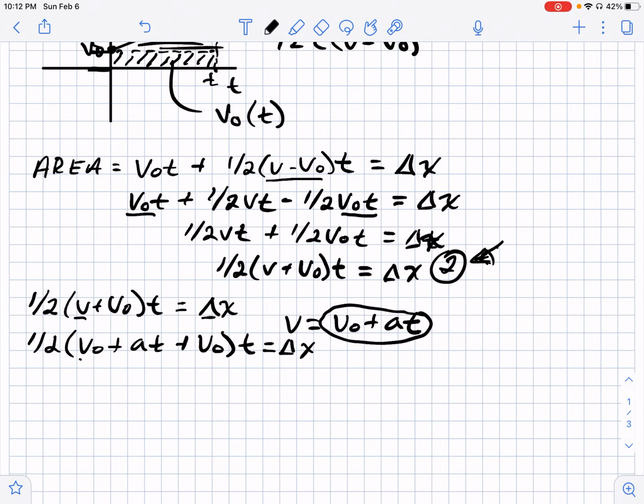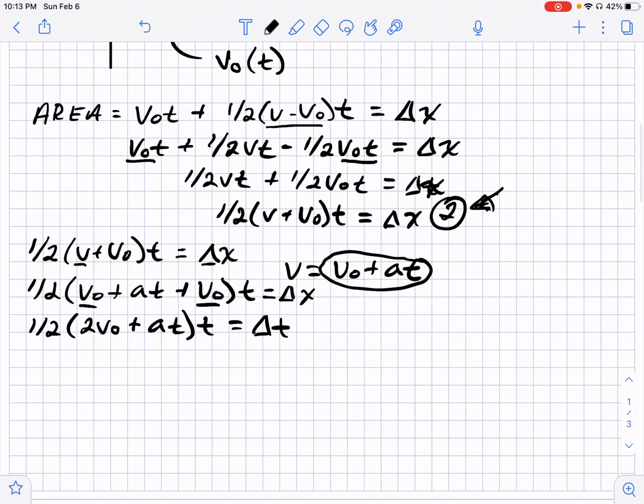So what we can do is we can add this V naught with this one, giving 1/2 (2 V naught plus AT) times T equals delta X. Now we're going to go ahead and FOIL in that 1/2 and that T. So that would give me 1/2 times T times 2 V naught plus 1/2 times T times AT. So we just FOILed that in. And it equals your delta X.